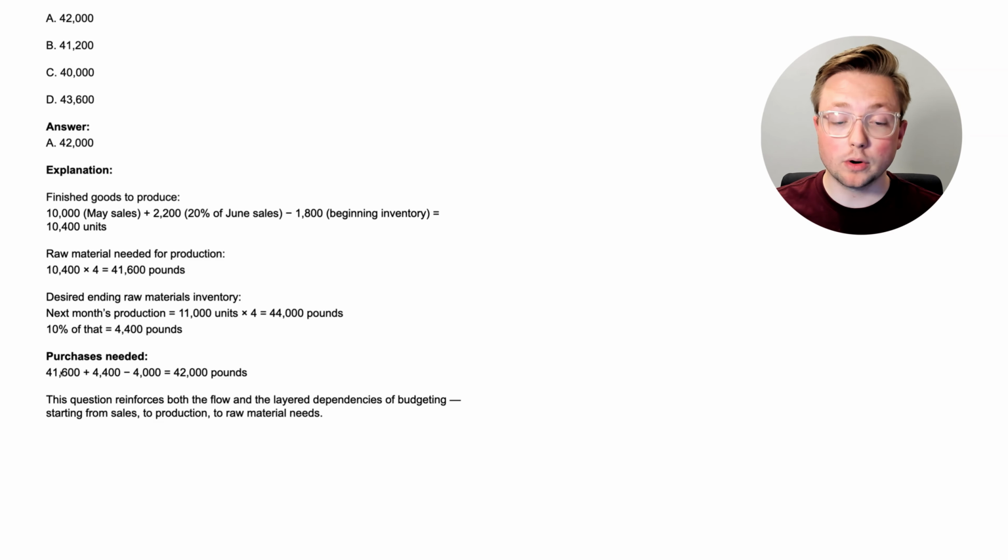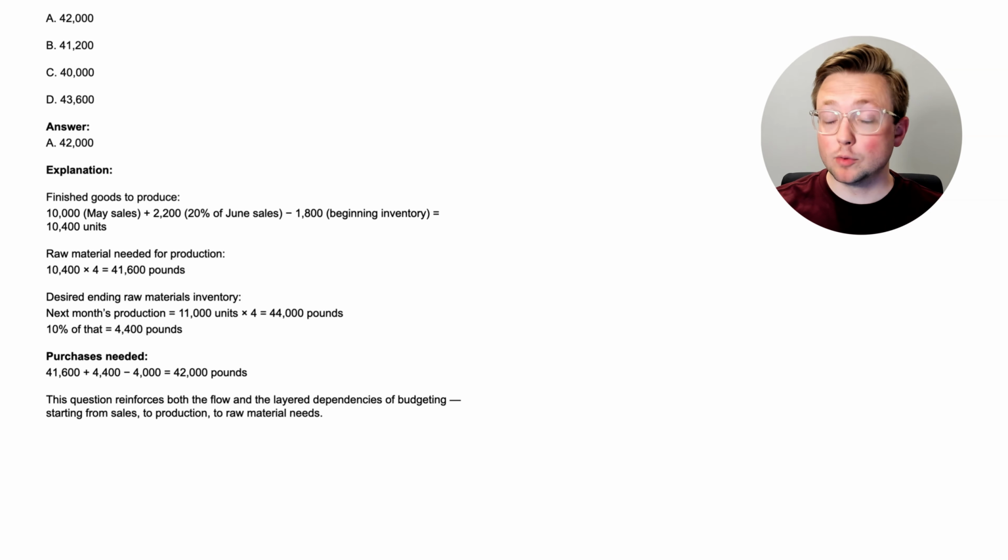So we take the 41,600 pounds of raw material that's needed for production, and we figured that out up here, plus the 4,400 pounds that they want to have at the end of the month for the next month, and we subtract the 4,000 pounds that they already had on hand, and that gives us 42,000 pounds of raw materials that they are going to need to purchase throughout the month of May to be able to meet the May production and to be able to meet the June production requirements as far as having 10% left for the next month and having the required percentages for the following month in June.